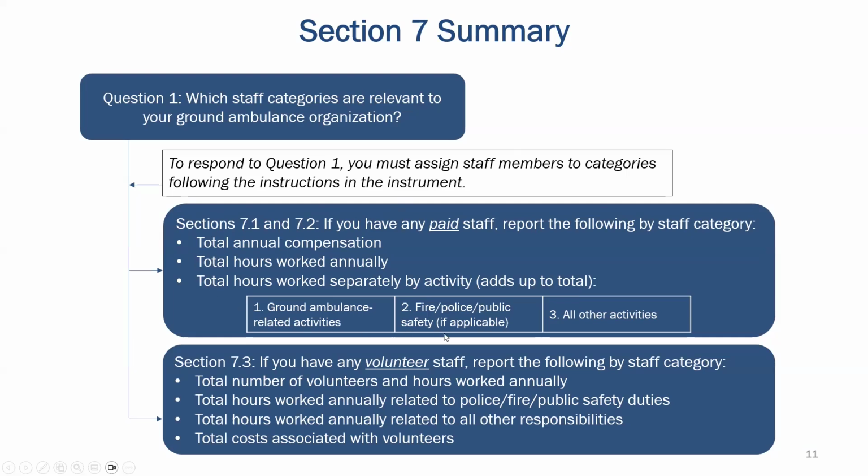Those sections ask you to report information about total compensation, total hours worked, and total hours worked by activity, as we'll cover. And you've got to do that separately for paid staff and volunteer staff. And the key is that you're not reporting that information for individual staff members, but rather for broad categories of staff, like for all of your EMT basics combined rather than separately.